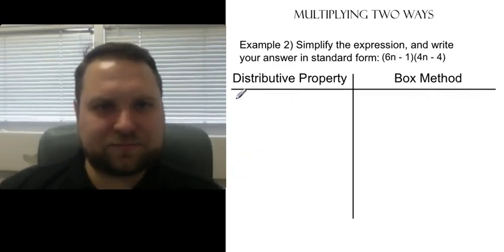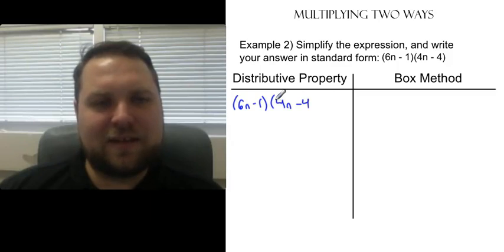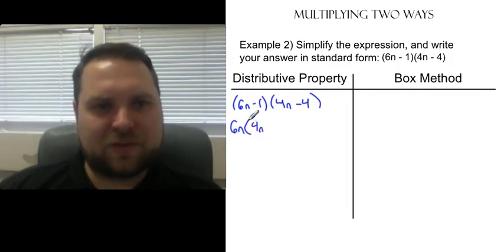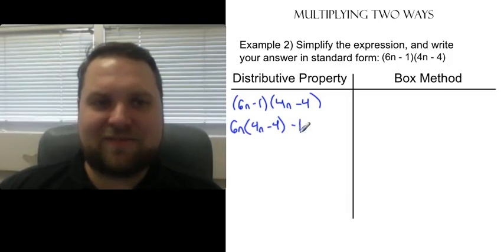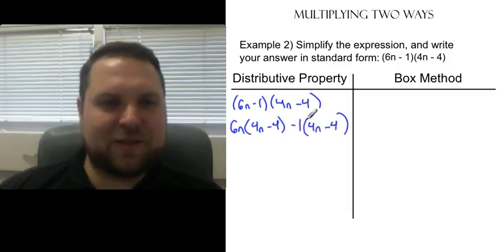Example 2. For the distributive property version, I've got 6n minus 1 times 4n minus 4. So now I'm going to rewrite this. First term times the whole second polynomial. Second term, which is negative this time, so I write negative 1 times the whole second polynomial. And now we just multiply till our hands fall off.